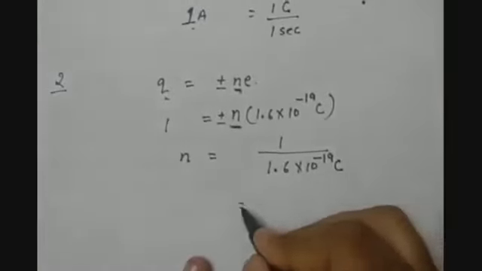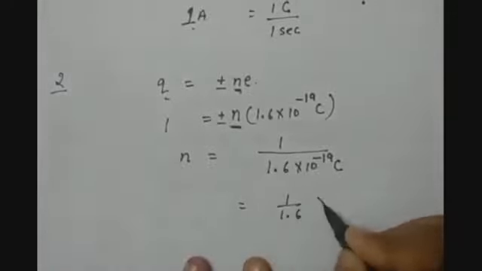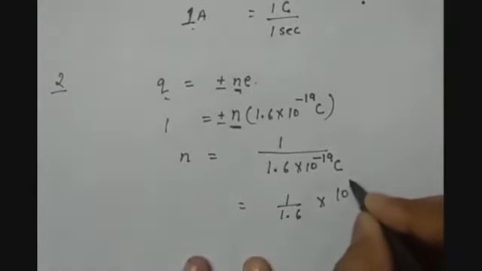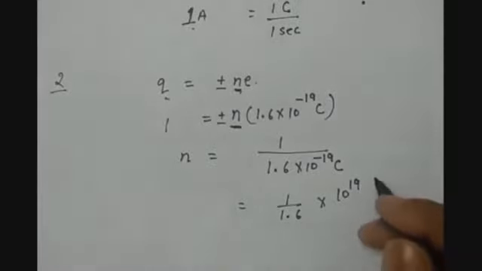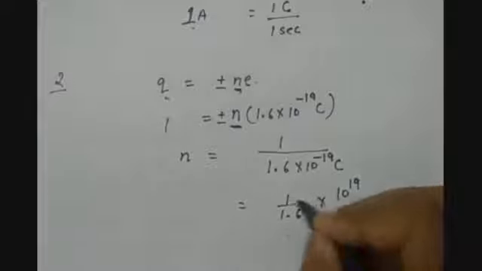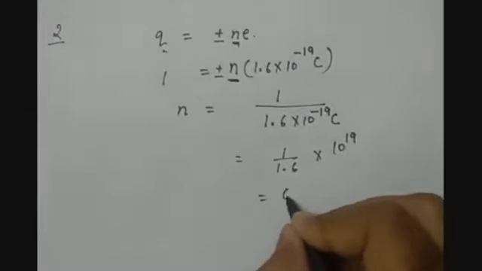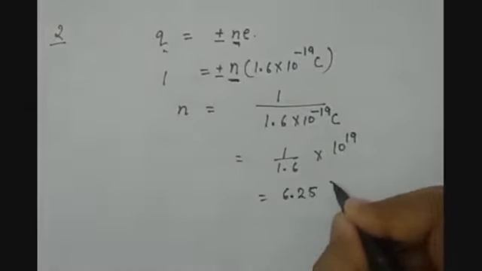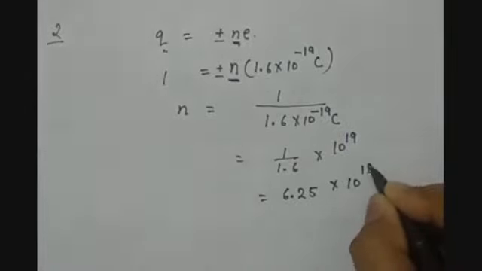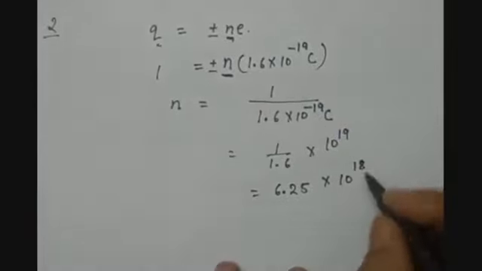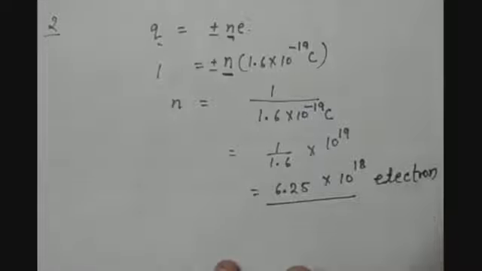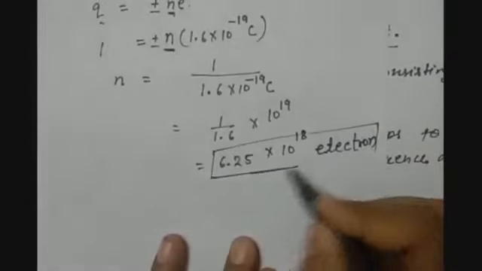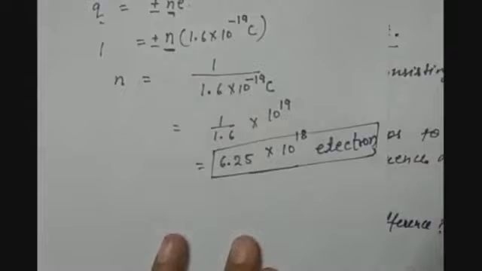So this can also be written as, when this comes up, it will be treated as 10 raised to the power 19, and this value comes out to be 6.25 into 10 raised to the power 18. So these many electrons are there in 1 coulomb of charge. This is the answer of your second question.